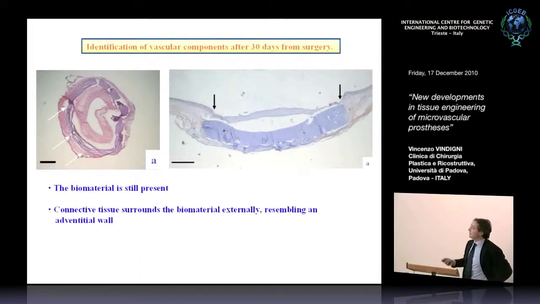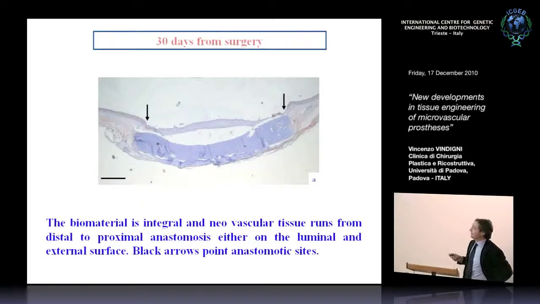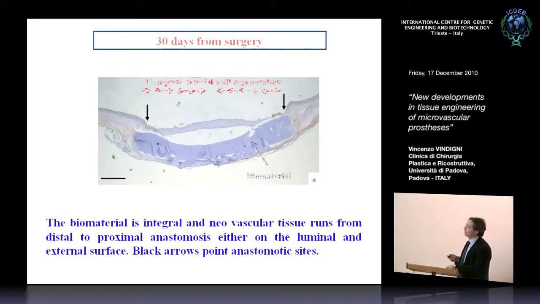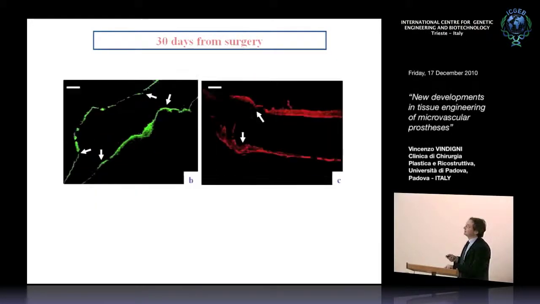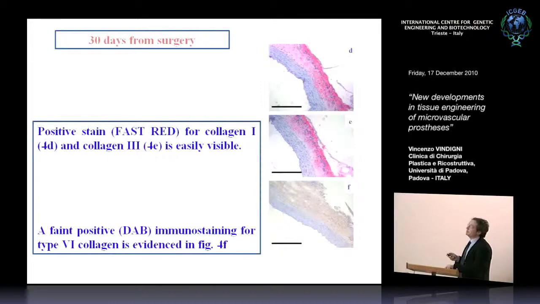After 1 month, the biomaterial is still present. This is the transversal section and the longitudinal section of the sample. And the new tissues run from the two anastomotic sides, both inside and outside the prosthesis. The biomaterial is integral, and neovascular tissues run from distal to proximal anastomosis, on the luminal and the external surface. The endothelial layer and the muscle layer are complete. And there are also present the main components of the extracellular matrix. We study collagen 1 and collagen 3.